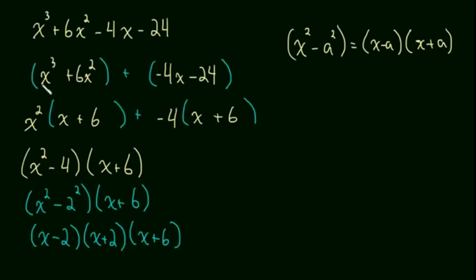So we factored by grouping. That's how we're going to do it. What happens if you have a coefficient in front of the x term? So let's look at that. What if we had something that looked like 3x cubed plus 9x squared plus x plus 3.